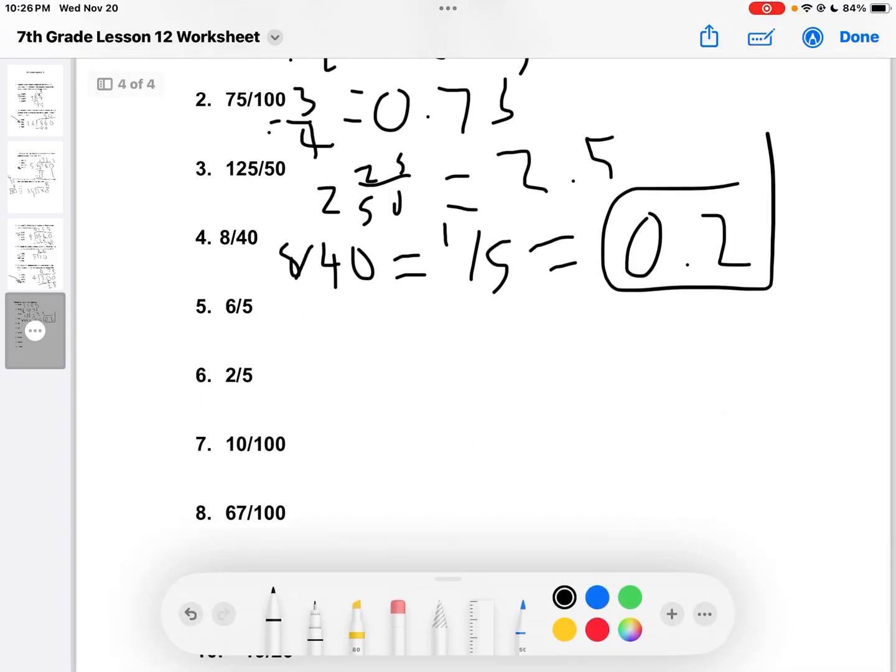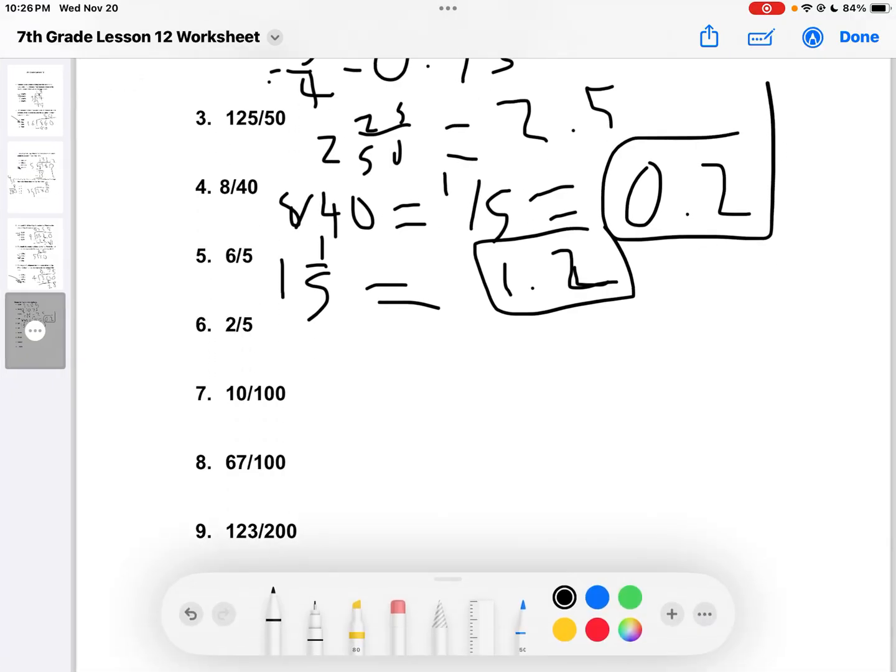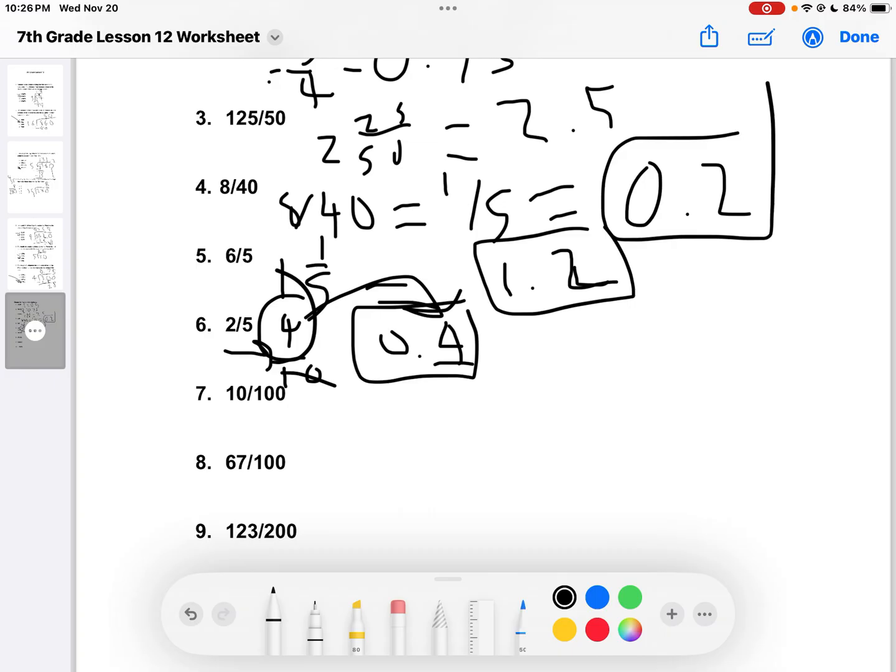Alright, 6/5, 5 fits into 6 one time, so this will be a simplified version. And well, we already did 1/5, so it'll be 1.2. Alright, number 6, 2/5. Well, we could just change 2/5 to 4/10. And with tenths, we know decimal, so it would just be 0.4. Because this is a tens place, and we just need to add the top part. Alright, 10/100. We simplify to 1/10 to get 0.1. Number 8, 67/100 is just 0.67.